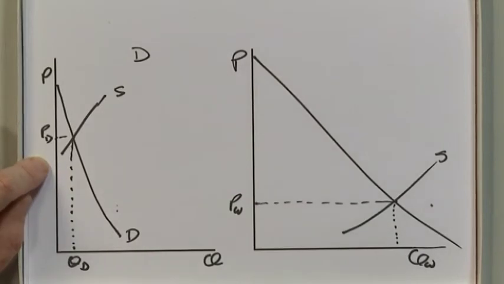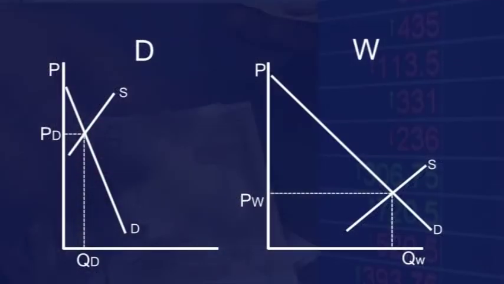Here's the market for diamonds. Supply and demand determines a price of diamonds at PD and an equilibrium output at QD. Here's the market for water. Supply and demand determines an equilibrium price of PW at a quantity of QW. Notice that the price of diamonds is much higher than the price of water. But we said that the utility of water must be much higher than the utility of diamonds, surely. Yes, it is, and we can see it on the diagram.